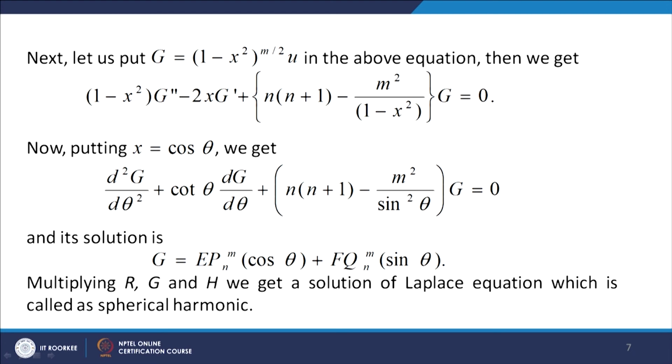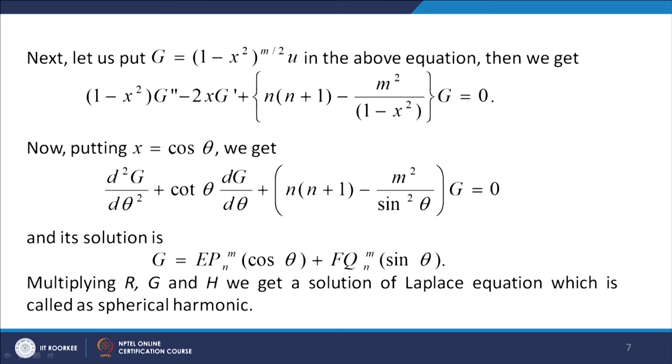So, we change the independent variable from x to theta here, and when you change the independent variable from x to theta, you can verify what we get is d²g/dθ² + cot θ dg/dθ + [n(n+1) − m²/sin²θ] g = 0. And its solution now is, this is now the associated Legendre's equation. Its solution is g = E P_n^m(cos θ) + F Q_n^m(cos θ).